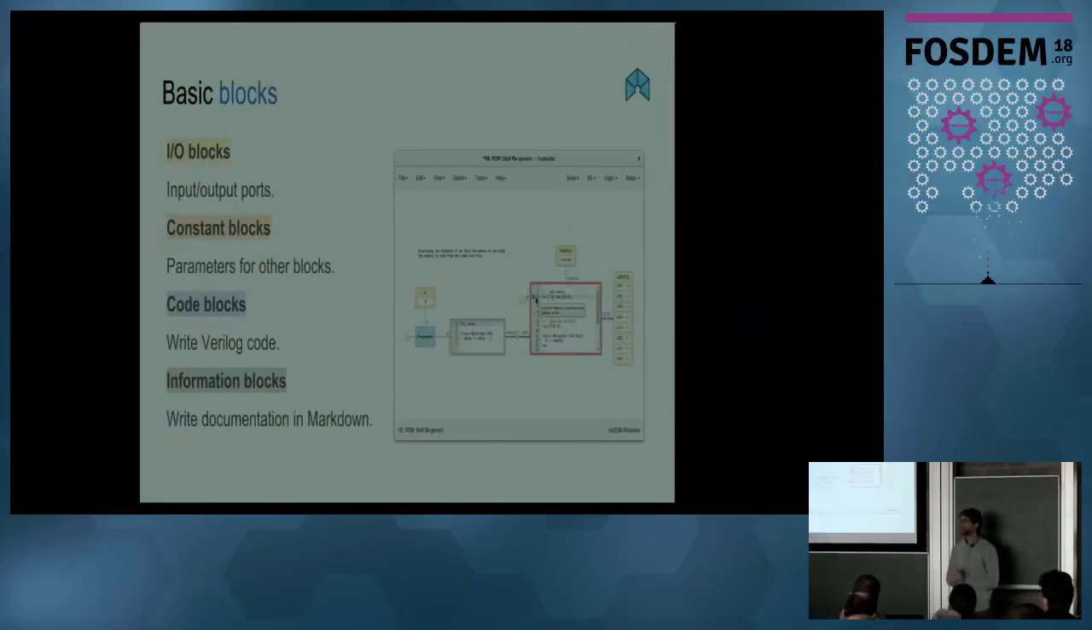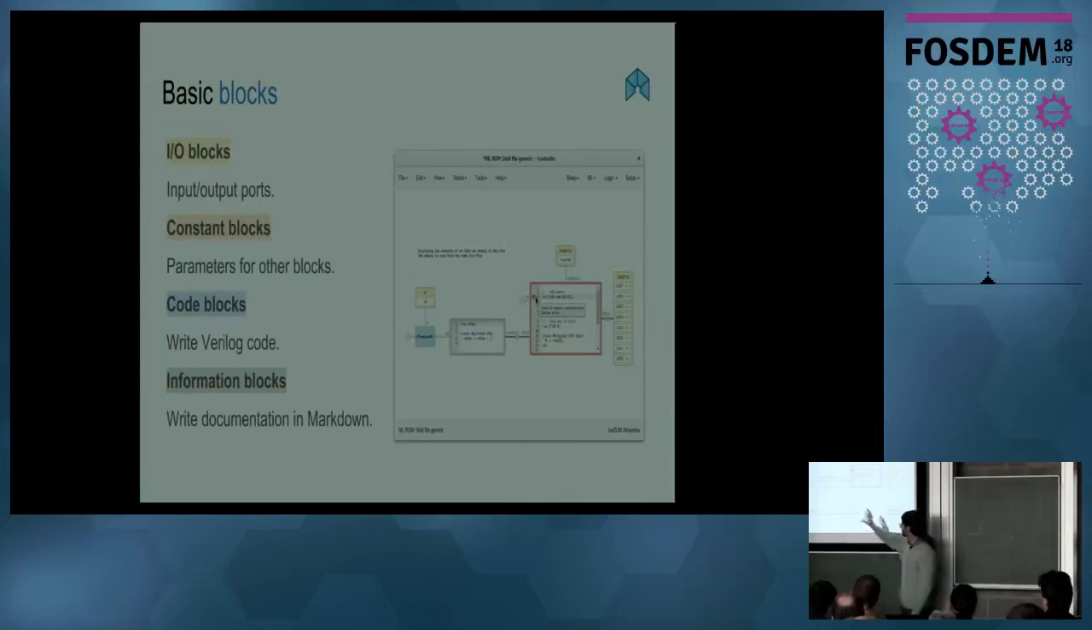There are some basic blocks, I/O blocks for input and output ports. Like this one is an 8-bit output block. You also have constant blocks, these orange blocks at the top. You can type numbers or strings or whatever you want in order to add parameters to your designs.